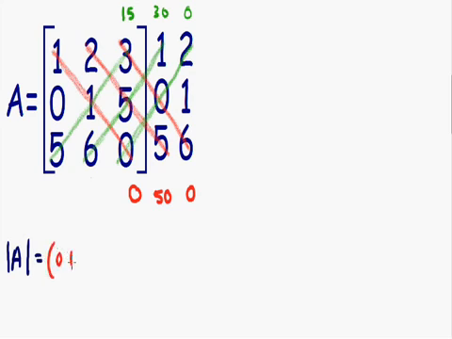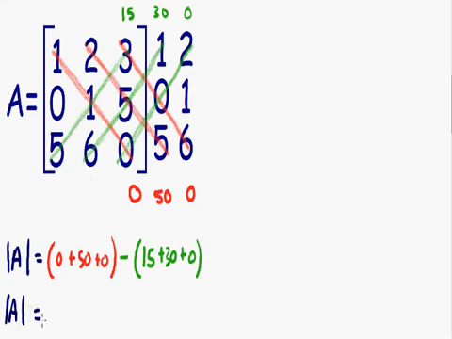With our red numbers, we have a 0, a positive 50, and another 0. And we need to subtract the red numbers from the green numbers. And the green numbers are positive 15, positive 30, and 0. So the determinant of matrix A is equal to 0 plus 50 plus 0, which is just 50, minus 15 plus 30, which is 45. 50 minus 45 is just equal to 5. So the determinant of matrix A is equal to 5.